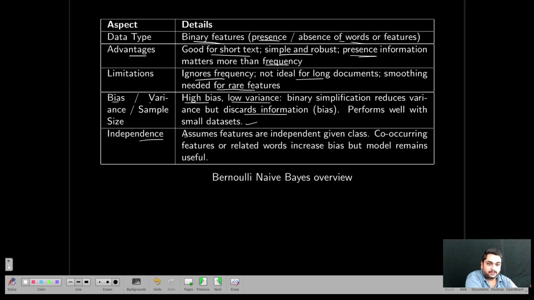What about independence? Here it also assumes all the features are independent, because all Naive Bayes classifiers assume conditional independence among the data. So correlated words or features increase bias, but the model remains useful. Why does it remain useful? I've explained already. Because we want only the proportionate probability, not the exact probability values. We want only the score to compare in order to make the MAP decision.